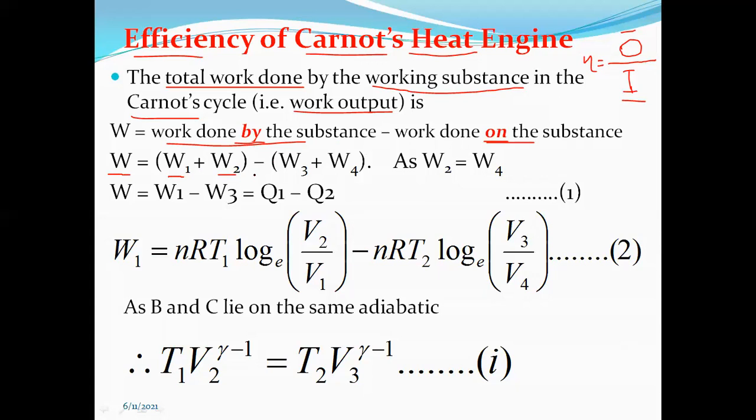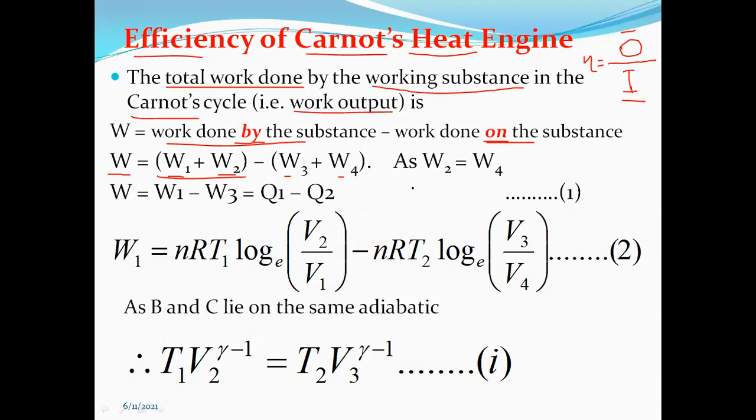Work done W1 is equal to isothermal expansion, plus W2 is adiabatic expansion. So in this first bracket, we have taken two work done regarding the expansion of the working substance. Minus, in the other bracket, W3 plus W4, where W3 is equal to isothermal compression and W4 is equal to adiabatic compression.